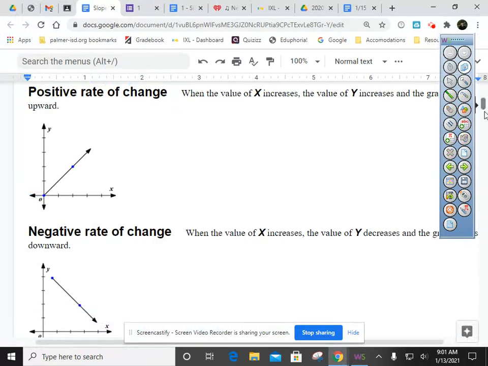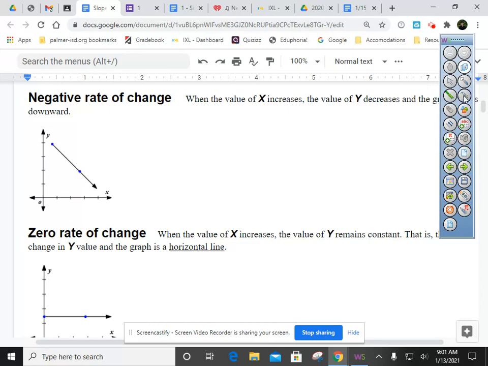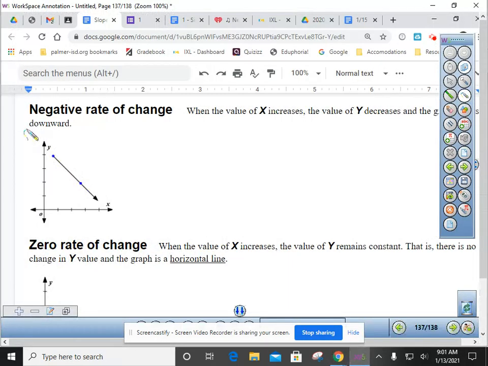On to the next one. Which way do we read? Left to right or right to left? Left to right. So on the left, if you are standing up here with your bicycle, you are going which way? Downhill. That is a negative slope or negative rate of change.